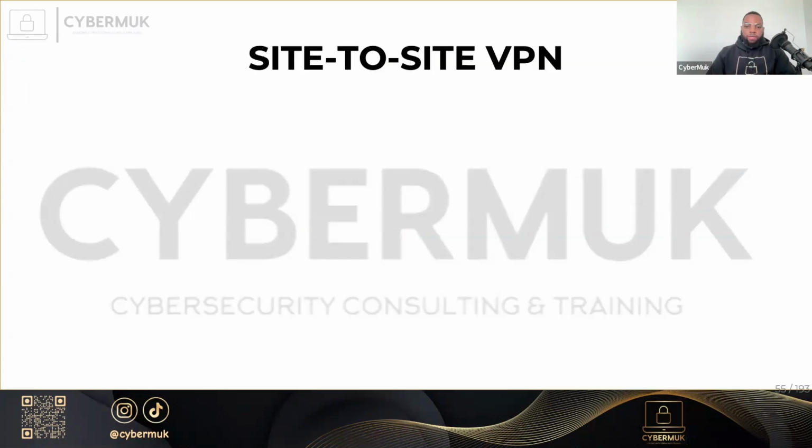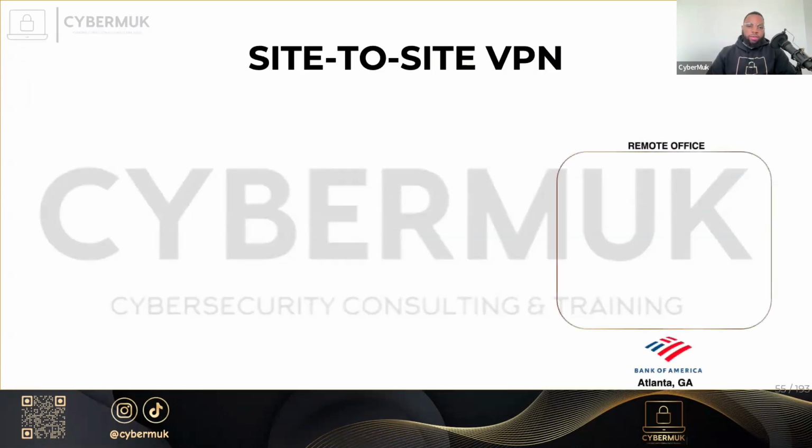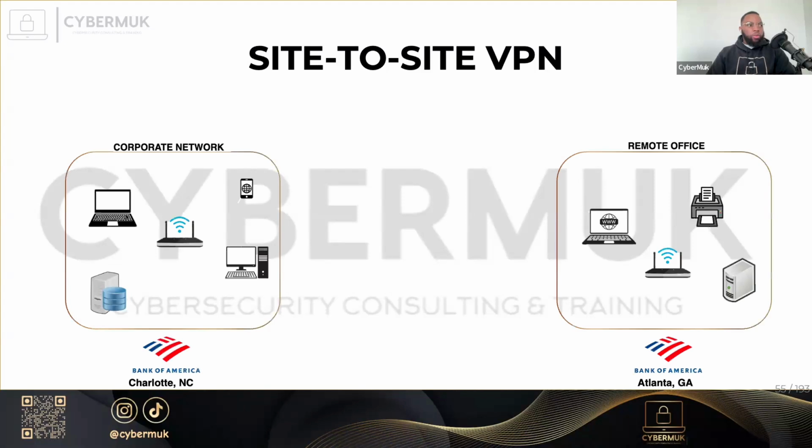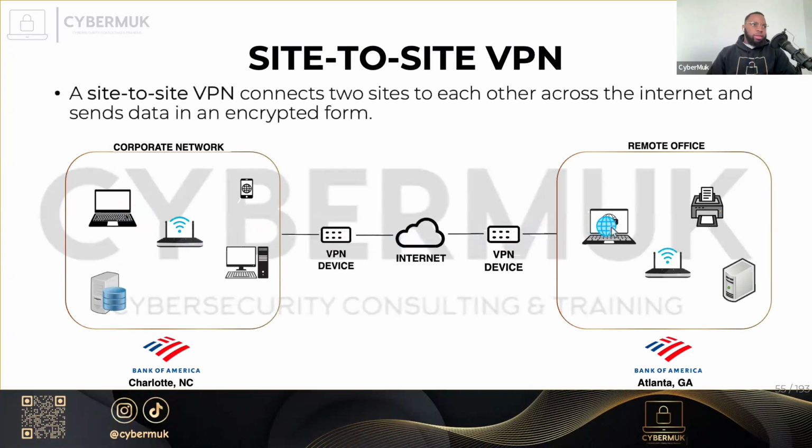Now, there are two types of VPNs. There's a site-to-site VPN. Imagine here you have Bank of America with one of their remote offices in Atlanta, Georgia, and their corporate network in Charlotte, North Carolina. So what happens is there are two VPN devices that connect the different locations. So the remote office and the main office can communicate securely with the site-to-site VPN. So it connects two sites across the internet together and shares data in an encrypted form.